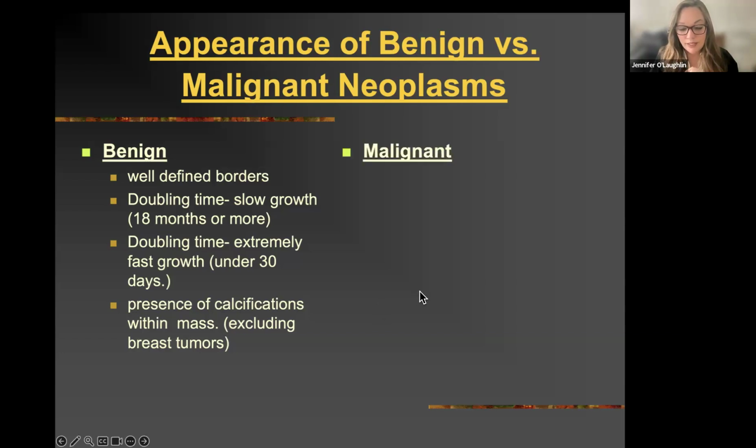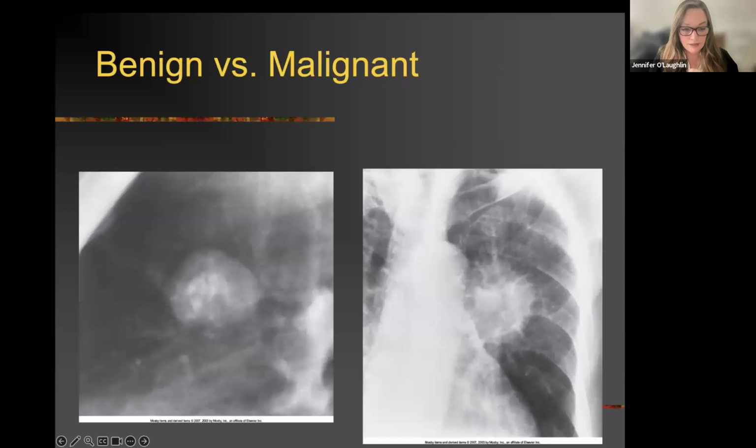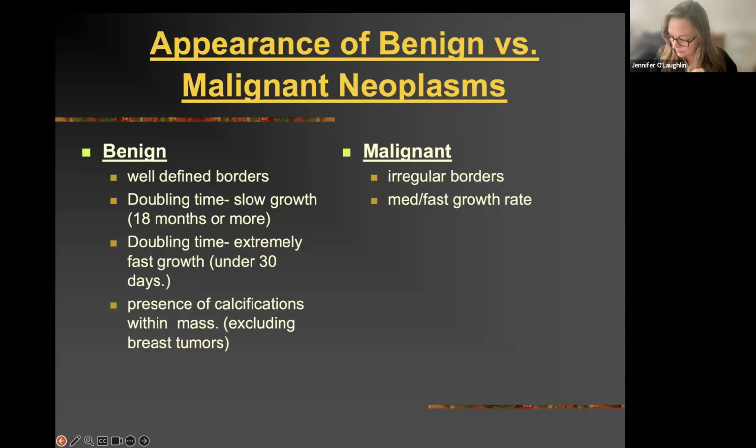Okay, so conversely, malignant tumors have irregular borders. Remember, cancer is the Latin word for crab, I think, grabby hands, grabby hands. So a malignant tumor is going to kind of be reaching out into all the tissues around it. So the borders are going to be less well defined. The growth rate is considered medium to fast. And I don't have it on the slide, but the doubling time is like 2.5 to 8 months, I think, which is considered medium to fast growth rate. And then no calcifications is on this one. So those are kind of the differences between benign and malignant tumors.